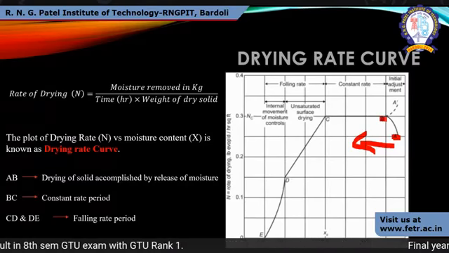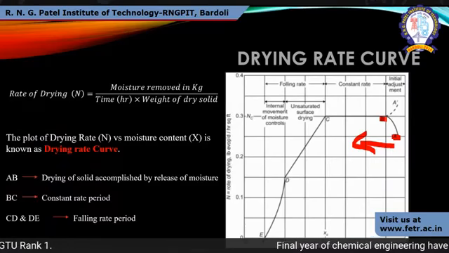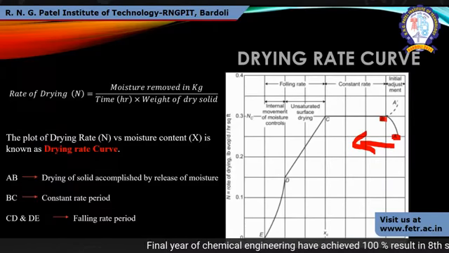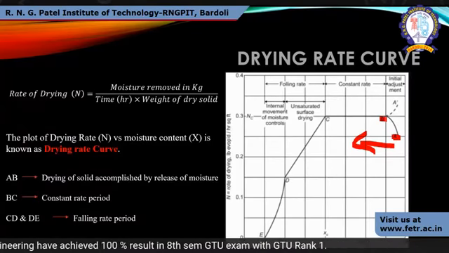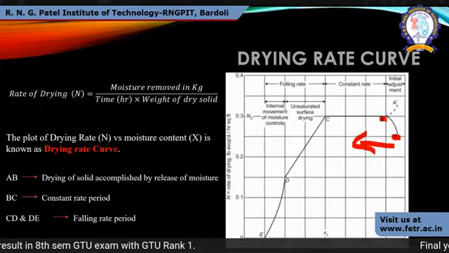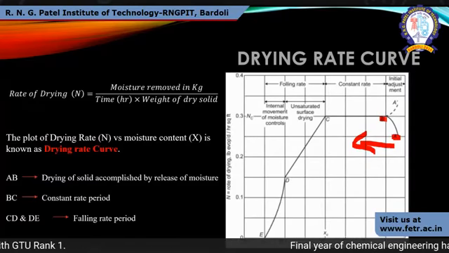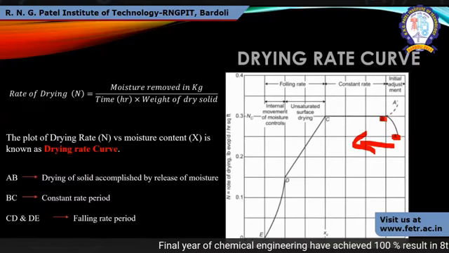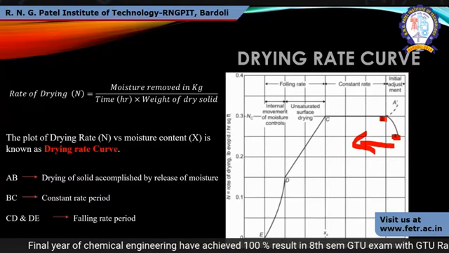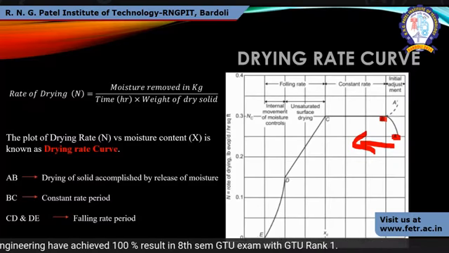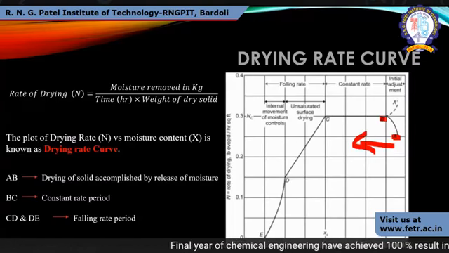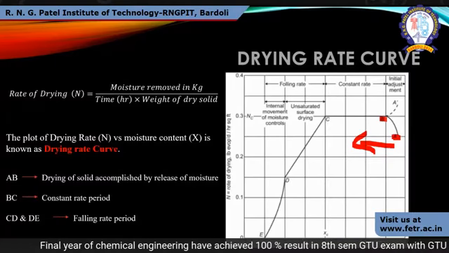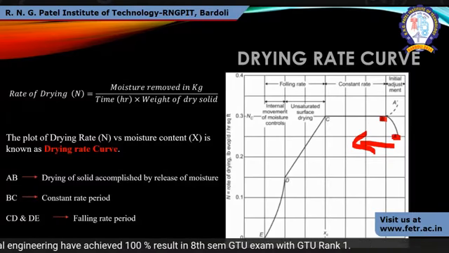Drying of the solid is accomplished by release of moisture. It is an initial starting point, like when heating takes place or equilibrium is established at the given temperature condition. We are supplying air at 50 degrees Celsius and the wet solid is at 25 degrees Celsius. So from point A to B, there is a change of initial adjustment. Once point B is reached, there will be constant rate drying. Constant rate drying means the speed of drying remains constant. So point B to C is constant rate drying.